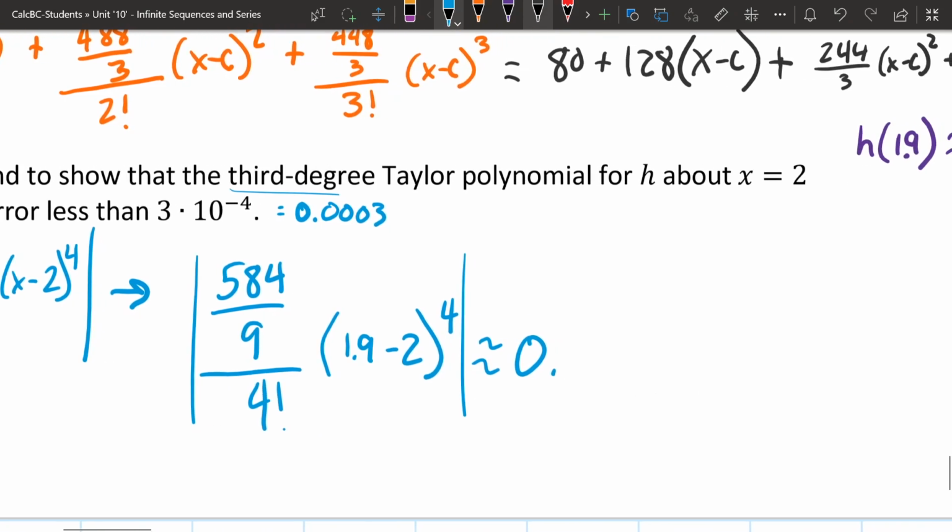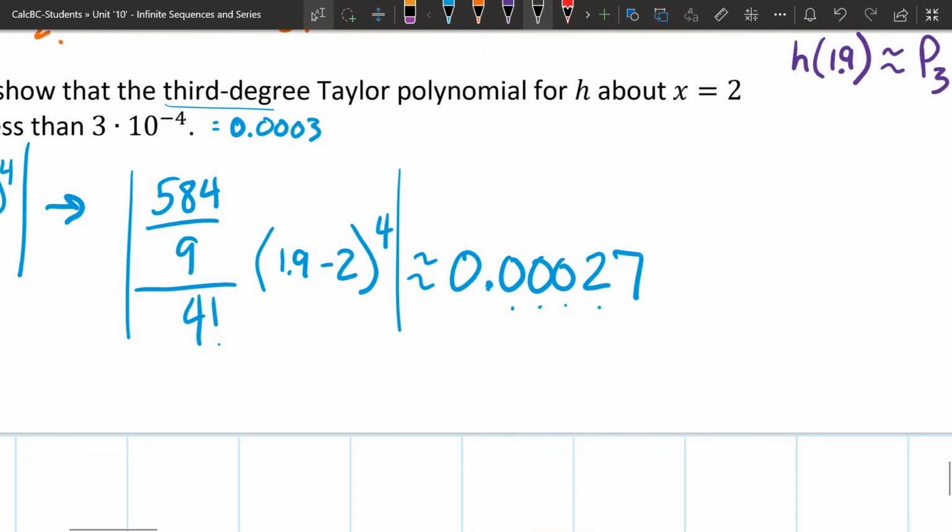All right, putting that in your calculator, we're getting 0.00027. So that's 27, what is that, tens, hundreds, thousands, ten thousandths, hundred thousandths. That's 27 hundred thousandths of a unit of error. And that is indeed less than that 3 times 10 to the negative 4th, or 0.0003.